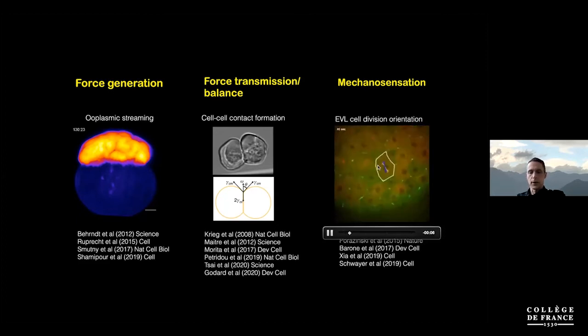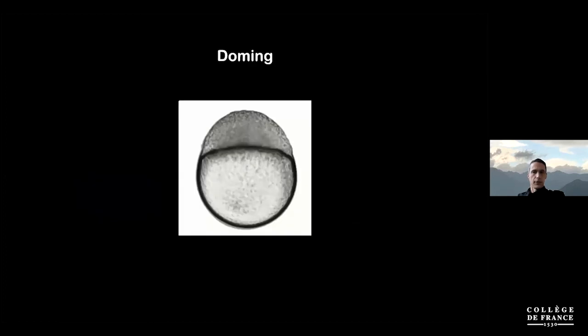Now, these are just three examples of what we very generally are interested in. What I would like to speak about is a superficially very simple process, where we're looking at early tissue spreading.